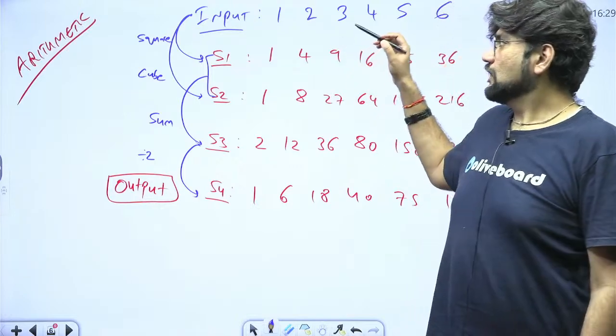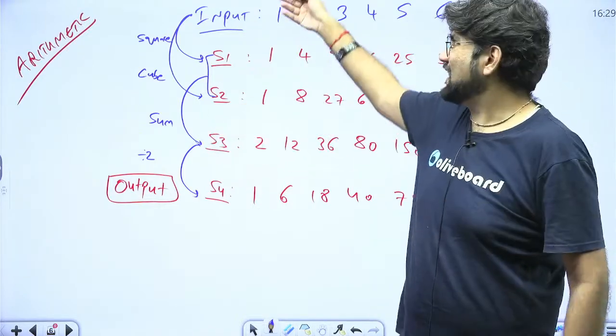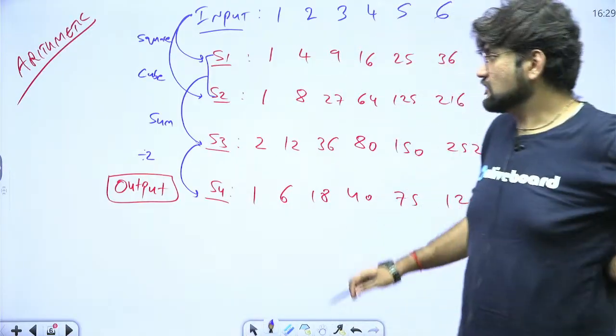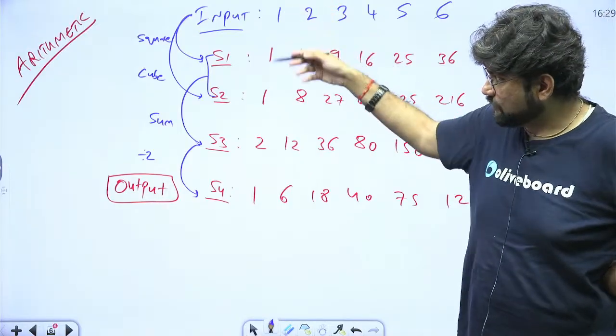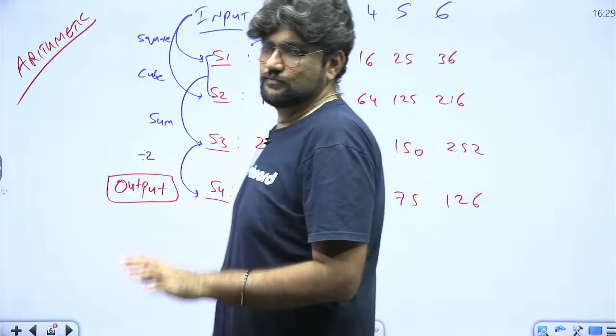Why? Because sometimes, let's say I am asking you what is the second step of a particular input. So I'll just directly cube them and get the answer. I don't have to look at step 1 also. But otherwise, if I ask you what is step 4 of this particular input, then you will have to calculate step 1, step 2, step 3 and only then will you be able to get step 4. That is the idea I am trying to tell you.